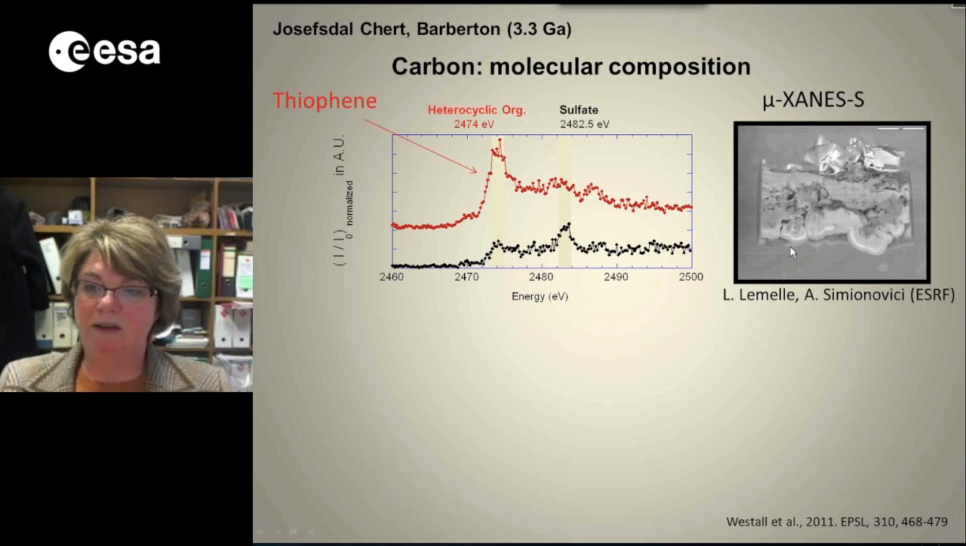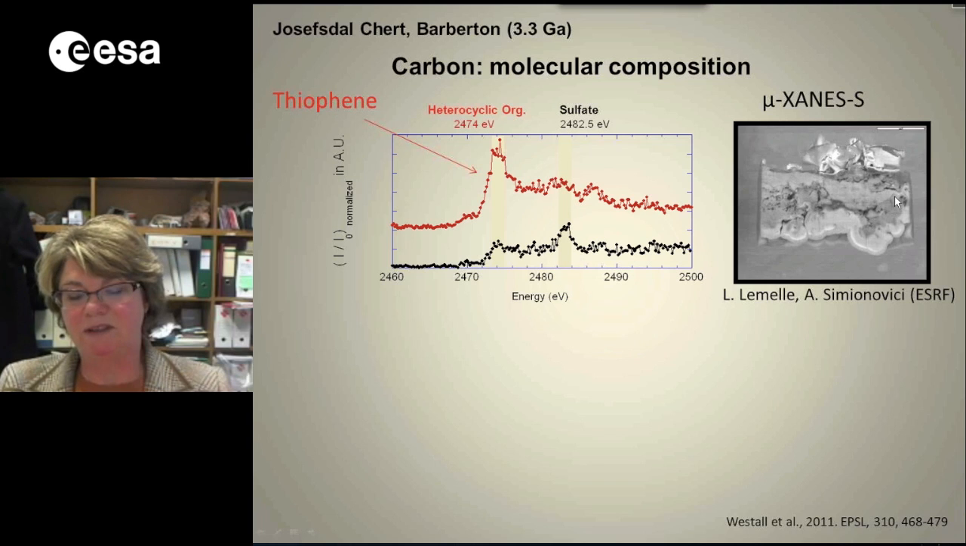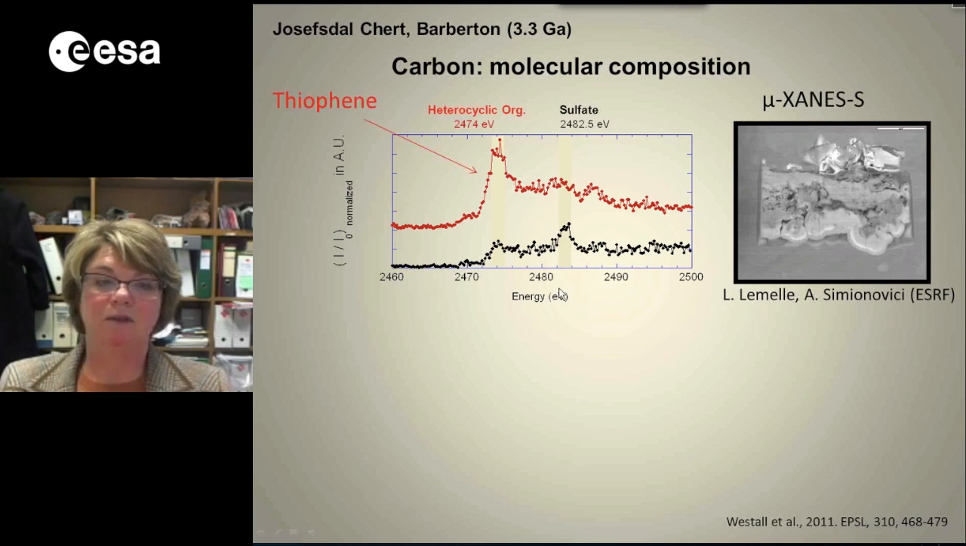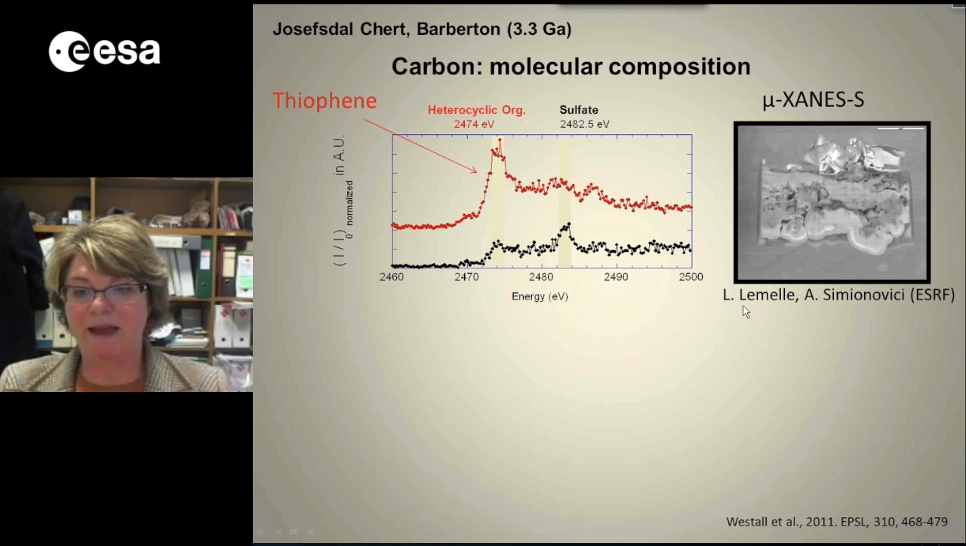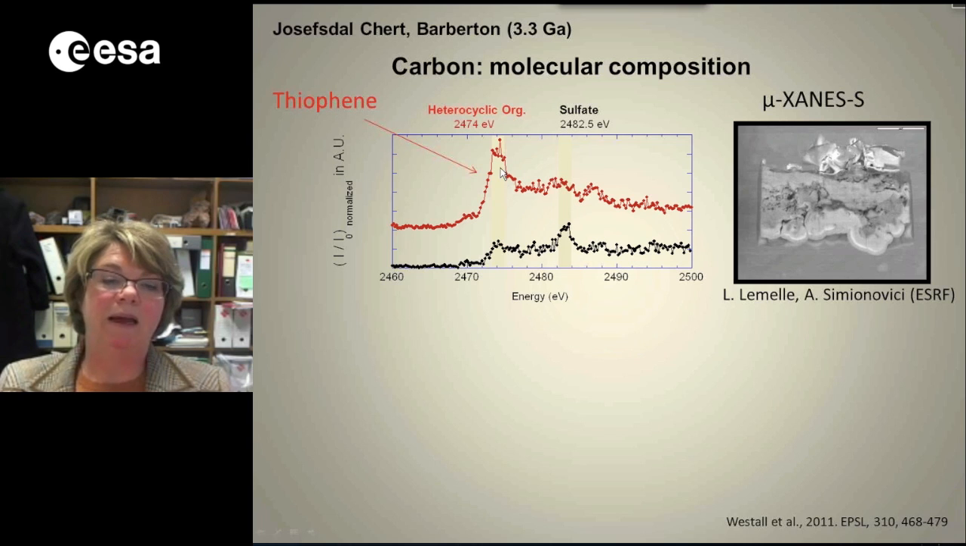Now, the fact of having these samples allows us also to do detailed in situ analysis to identify the nature of the organic molecules. We have this layer of almost pure organic carbon at the surface of the microbial mat, and using synchrotron radiation and microzones at the sulfur K edge with colleagues Laurence Lemelle and Alexandre Simionovici, we have been able to identify one of the heterocyclic organic molecules as biosine. We also see the presence of sulfate within the bulk of the mat.